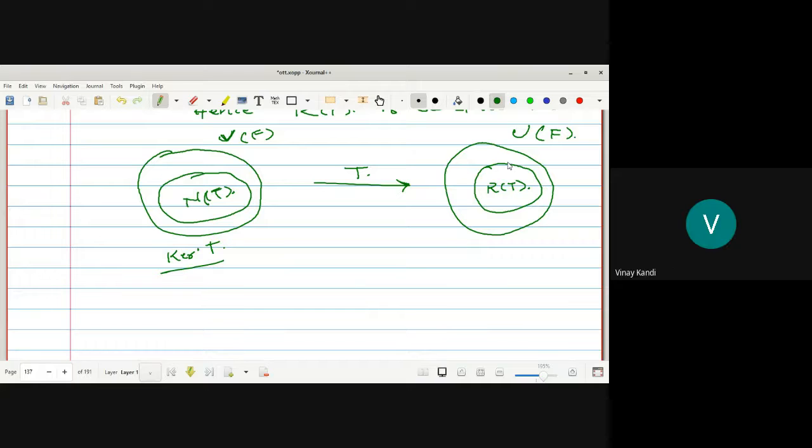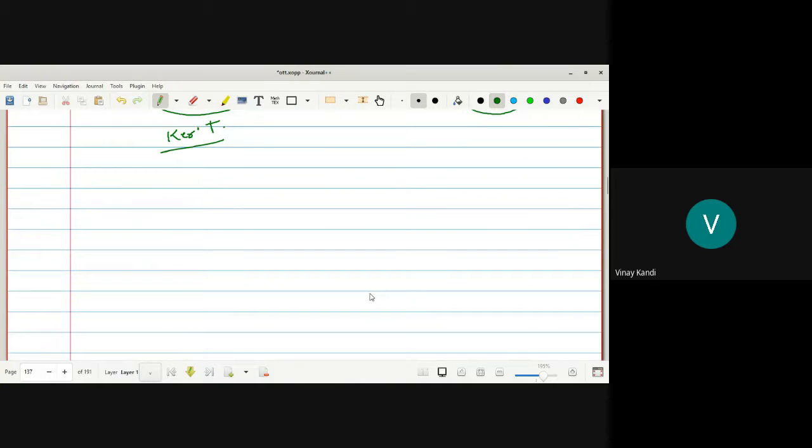If you have any doubts, you can ask. If not, then we are going to move towards the next point, the representation of transformation by matrix, or matrix of a linear transformation, the last topic of our syllabus. Matrix of a linear transformation. This is the last point of our syllabus.